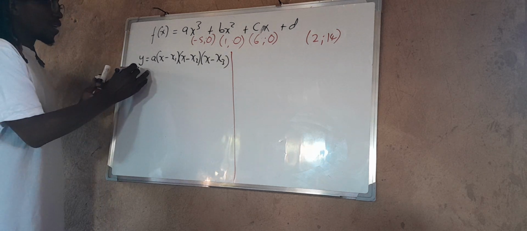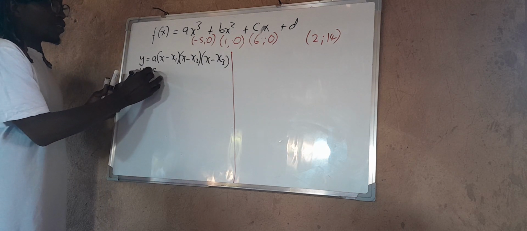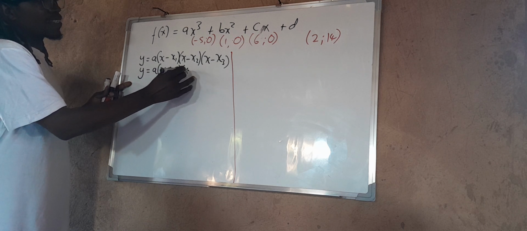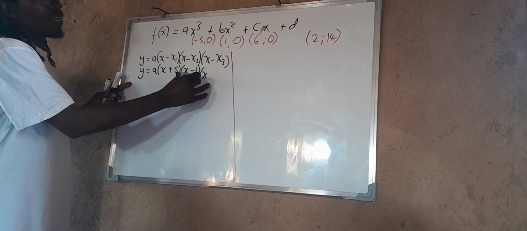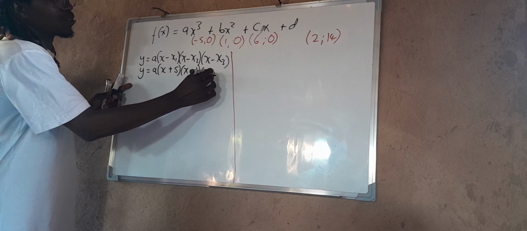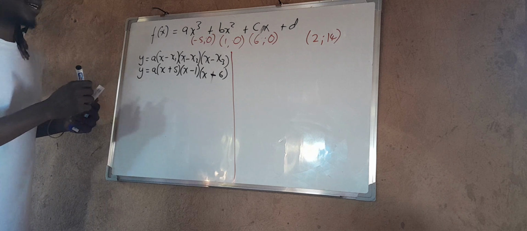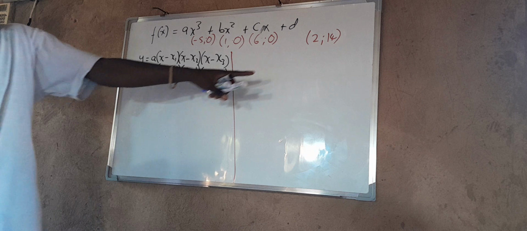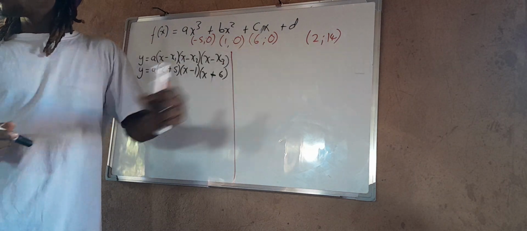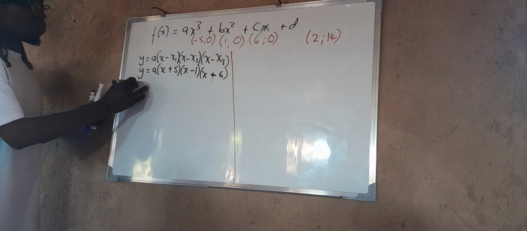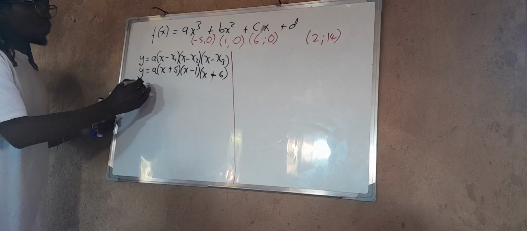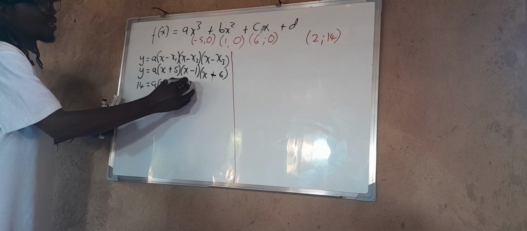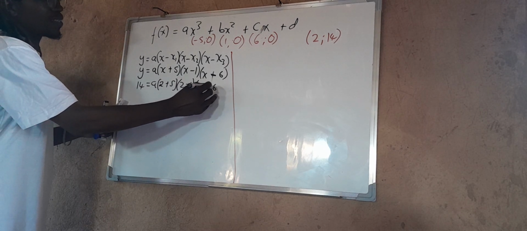Yeah. So this becomes our y being equal to a(x plus 5)(x minus 1)(x minus 6), right? Yeah. So straightforward, you can find the value of a by substituting the value of x and the value of y, right? Yeah. So this y is 14, and what is our value of x? Is 2. So 2 plus 5, 2 minus 1, and then 2 minus 6, right?